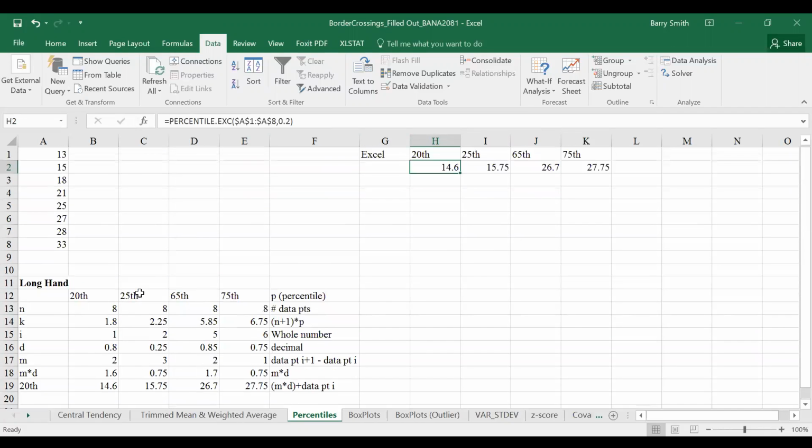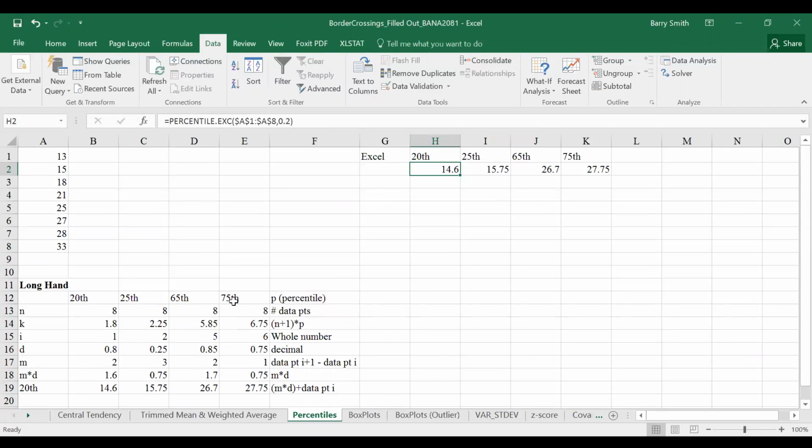Now, for doing it longhand, we're going to come up with the same values here, as you can see, but we need to find different things. So the percentile is the one we're looking at here, so we're going to convert those to decimals. The number of data points, that's going to be n. Then we take n plus 1 times p, which is the percentile, and then we find the whole number of that value, and that's going to be our i. k is going to be the n plus 1 times p. The d is going to be the decimal value of the k.